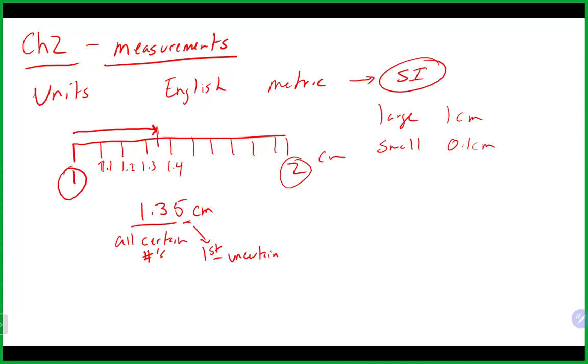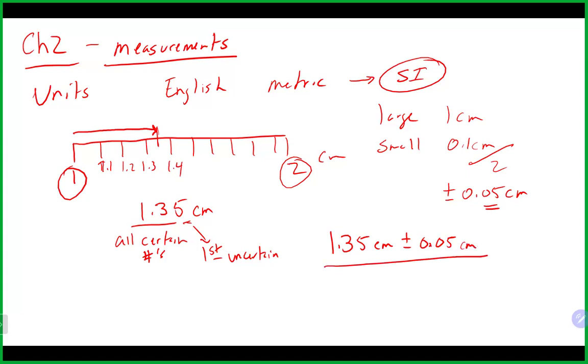Remember that for the most part, you could usually go to one more place to the right of the smallest marking. You also can find the tolerance of your measurement by taking the smallest marking and dividing it by 2. And that gives you your plus or minus 0.05 centimeters. What that essentially will tell you is how far you can take the reading to. That would mean that in this case, 1.35 centimeters plus or minus 0.05 centimeters is the proper reading here.